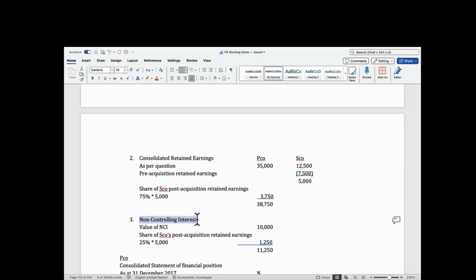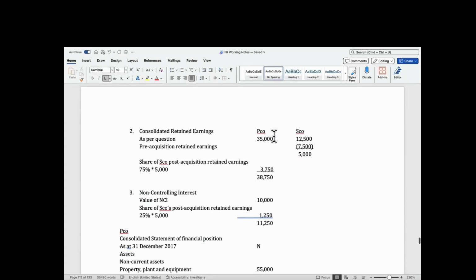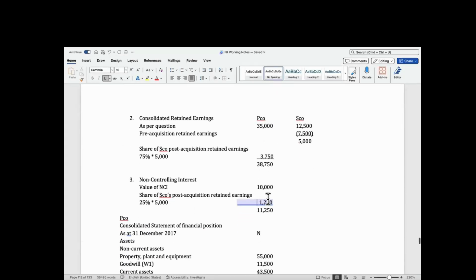Then NCI. The value of NCI is 10,000. I just picked it from here. Then NCI will have a share of the post-acquisition retained earnings, which is 25% times 5,000. This 5,000 is the post-acquisition retained earnings of the subsidiary. So that's 1,250. I add it to this 10,000, it is 11,250.